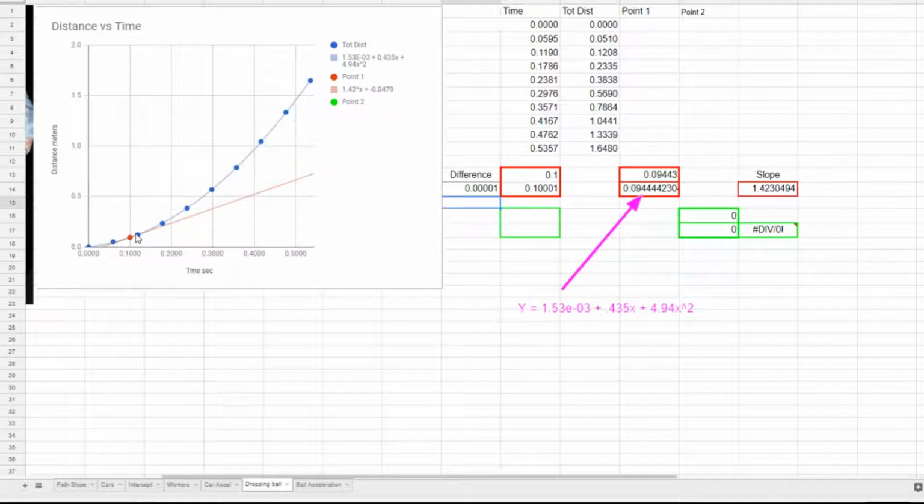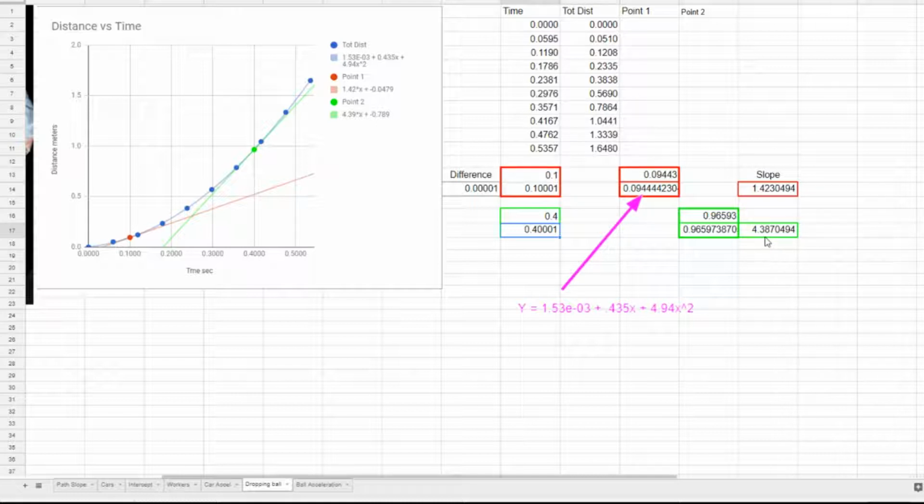Okay, I'm going to now do another one. These green boxes are exactly the same as the red boxes, but it's just so that I can have a different set of data. So I'm going to put one in at 0.4 seconds. Now, this line has a much steeper slope than this line, and you can see it in the calculated slope. The slope of the red line is 1.423. The slope of the green line is 4.387.